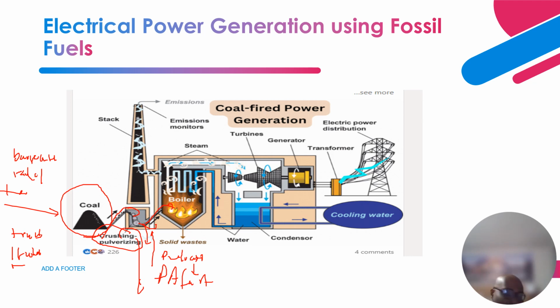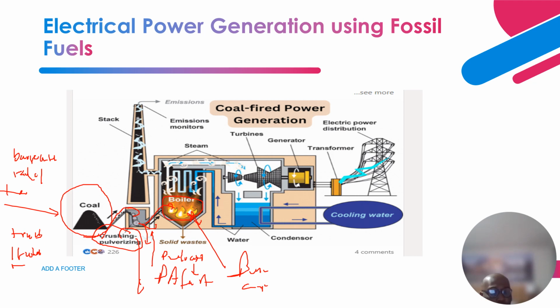So you can have about 10 to 20 burners, right? The pulverized coal, in the form of a very fine powder, goes through those burners and gets ignited and forms a combustion chamber. So here, as you can see, you have a burning combustion chamber in the boiler, right?